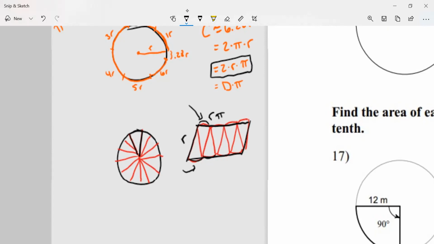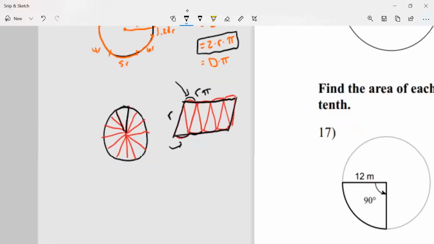Because it's the half of the circumference. Now I know how to get the area of a rectangle. I multiply the two sides that make the 90-degree angle. Eventually, this will be a 90-degree angle. Like I said, the thinnest you can go on your slices, that's going to be a 90-degree angle.